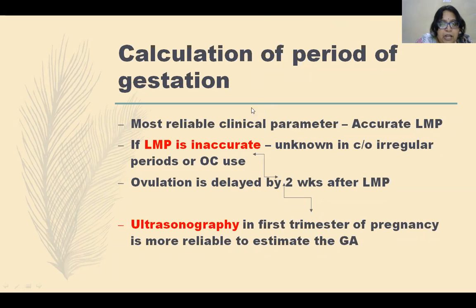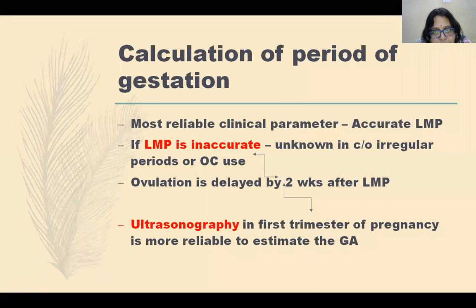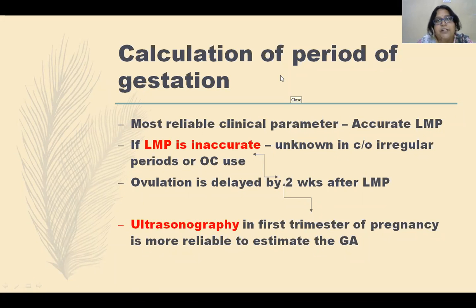And if the LMP is inaccurate, then what do you do? Ultrasound. And in which conditions is the LMP usually inaccurate? If the woman is taking any oral contraceptive pills, if she forgets her dates, if the periods are irregular, or if the patient conceives immediately after the previous delivery, even before her periods start. In all these cases, you don't know her last menstrual period.